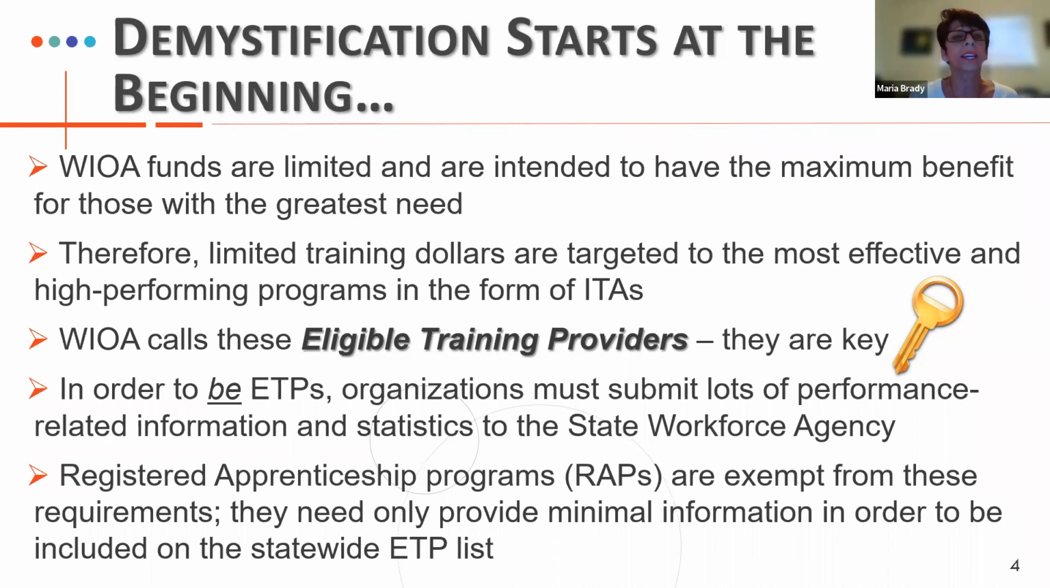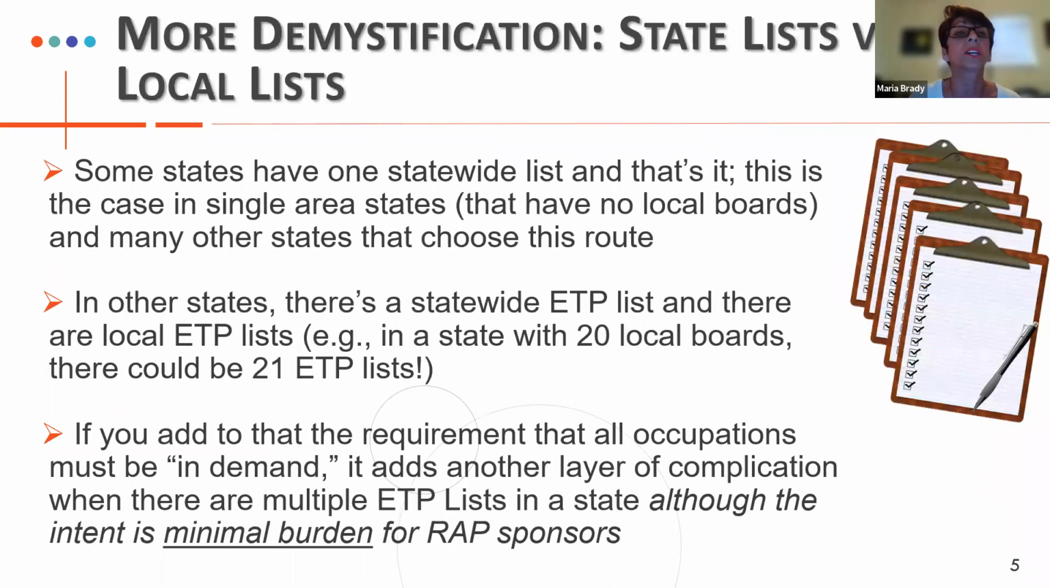In order to be an eligible training provider, an entity has to submit loads of performance-related information and statistics to the state, and it's typically to the state workforce agency. Now, registered apprenticeship programs, or RAPs, are exempt from all of those requirements. They need only provide very basic information to be included on a statewide eligible training provider list.